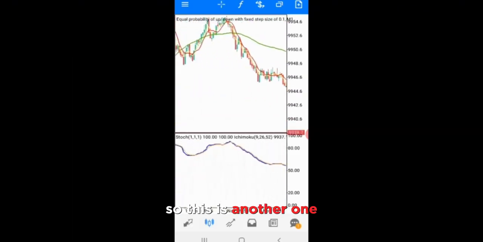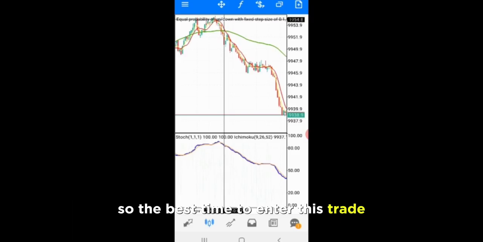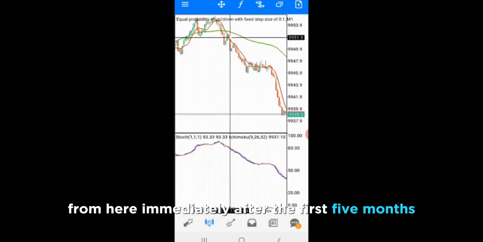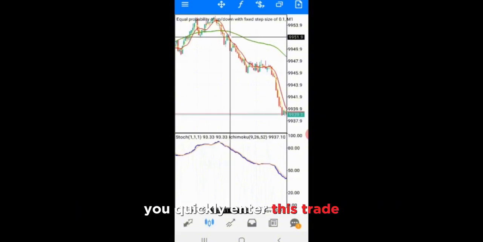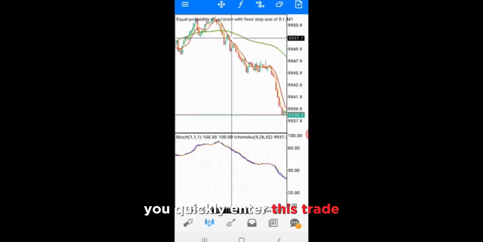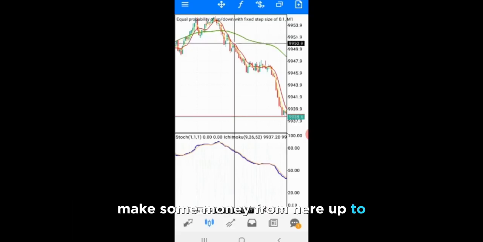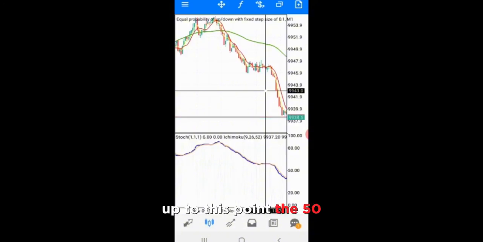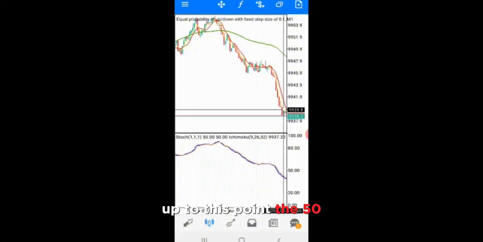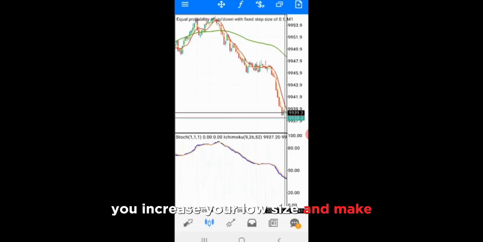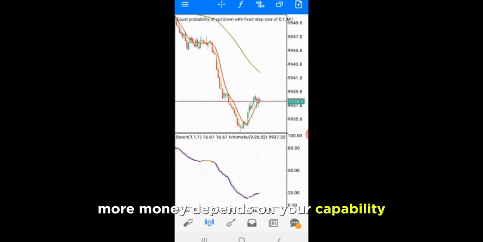So this is another one. So the best time to enter this trade, it's from here. From here, immediately after the first Fibonacci, you quickly enter this trade. Immediately after this first consolidation, you quickly enter this trade, and then you make some money from here up to this point, the 50. Then, I mean, this is big money. Instead, you increase your lot size and make more money, depends on your capability.